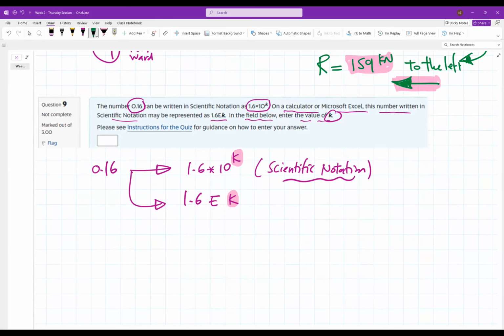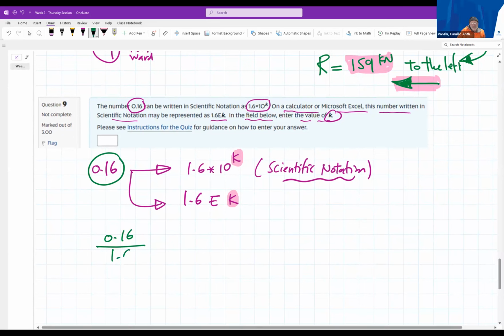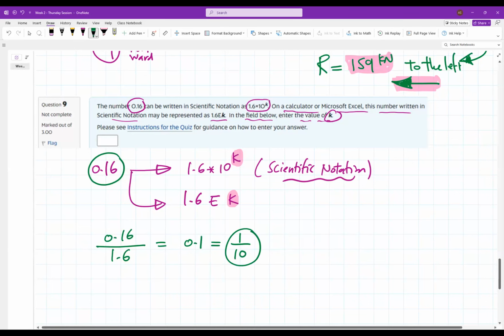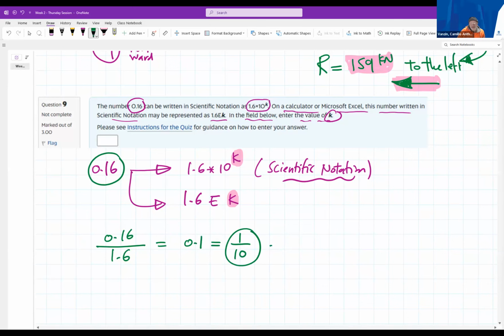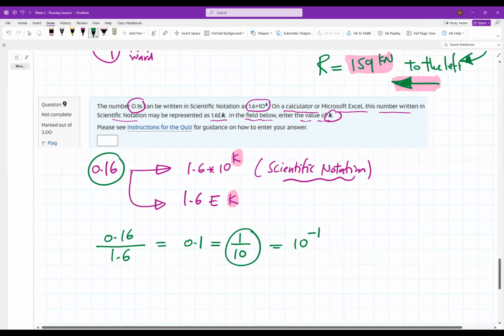The way is we divide this value. So we have 0.16 and the form we want, 1.6, right? This will give us how many tens? It will be 0.1, or 1 over 10. How can we write 1 over 10 in the form of 10 to the power something? 10 to the -1. Yes, so it is equal to 10 to the -1. So how much is k? -1, yes.